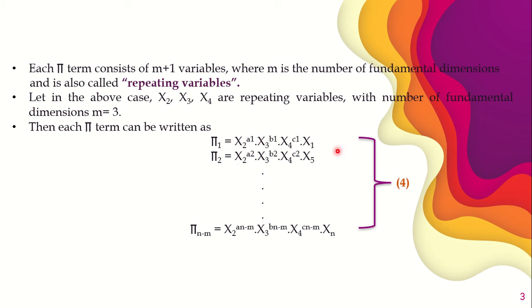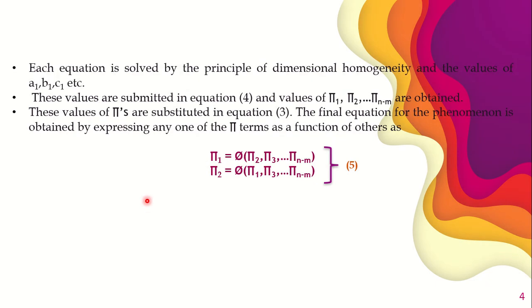Equate all the powers of M on both sides, you'll get a1. Equate all the powers of L, you'll get b1. Equate all the powers of T, you'll get c1, like that. You get the exponents. Once you finish off the exponents, I can substitute back in equation 4, and you'll get the values of pi 1, pi 2 and so on. As I've told you, solve using the principle of dimensional homogeneity to get the values of a1, b1, c1 and so on. After you get these exponents, substitute in equation 4, then you'll finish off writing pi 1, pi 2, pi 3 and so on.